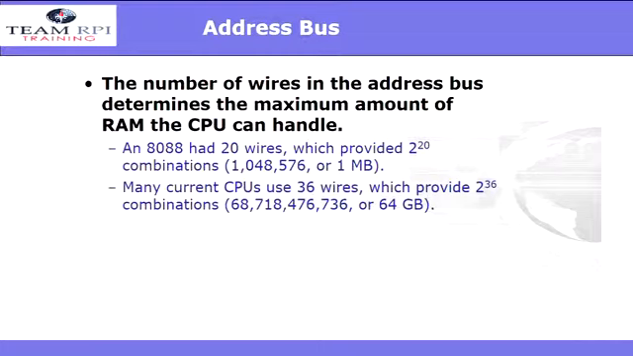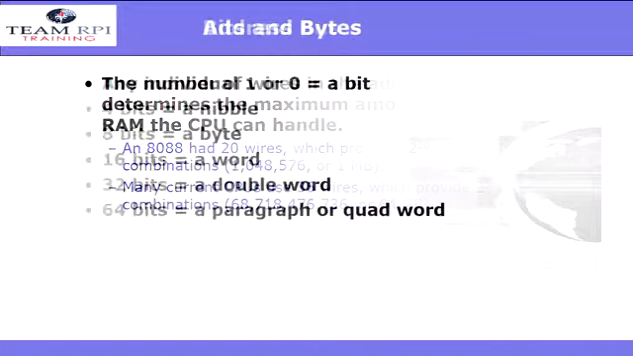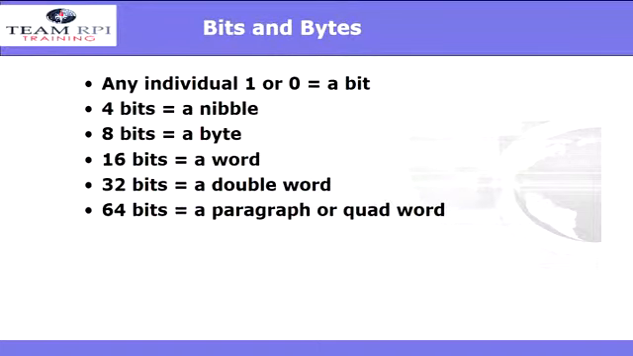However, the number of wires for the address bus determines the maximum amount of RAM the CPU can handle. For instance, an old 8088 computer had 20 wires, which, if you do the math, provided 2 to the 20th combinations, or 1 megabyte. Today's PCs, however, use 36 wires. That's 64 gigabytes of possible RAM.